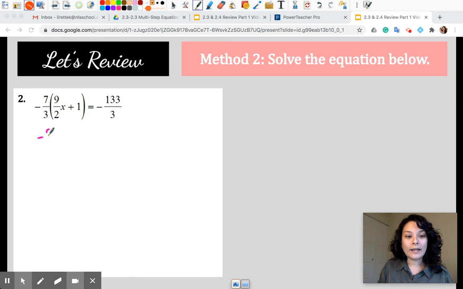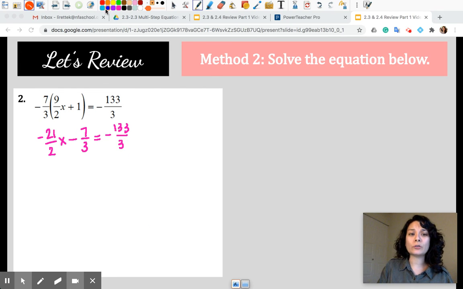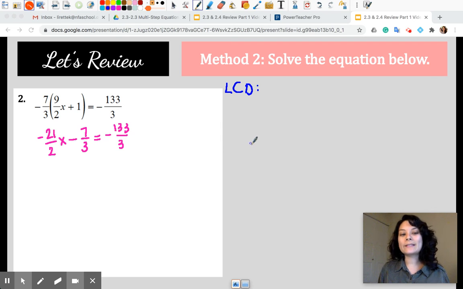When we did that for the last problem, we got 21 halves x minus 7/3 equals negative 133 divided by 3. Now, to clear all of these fractions, you have to look at all the denominators in the equation, and you want to find their LCD. Okay, so I'm looking at 2, and then both of these are 3's. So I'm trying to think, what's the smallest number that 2 and 3 can both make through multiplication? Well, the smallest number would be 6.